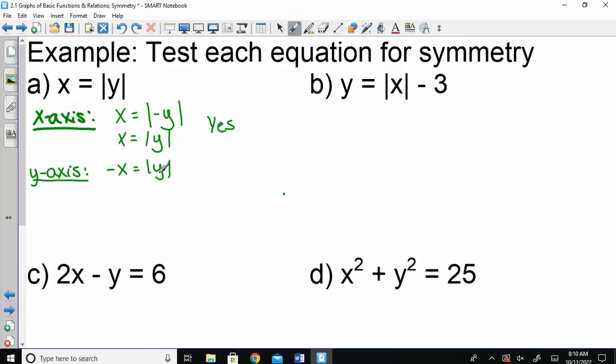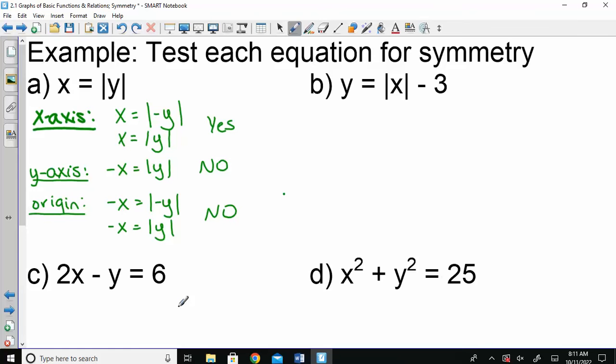All right. Is there any way to get rid of that negative? No. So this is not the same as the original equation. So this graph is not symmetric to the y-axis. How do we check origin? Replacing x and y. So if I make my x negative and my y negative. Okay, the negative on my y would go away because the negative in an absolute value becomes positive, but the negative on the x does not. So did this turn into my original?